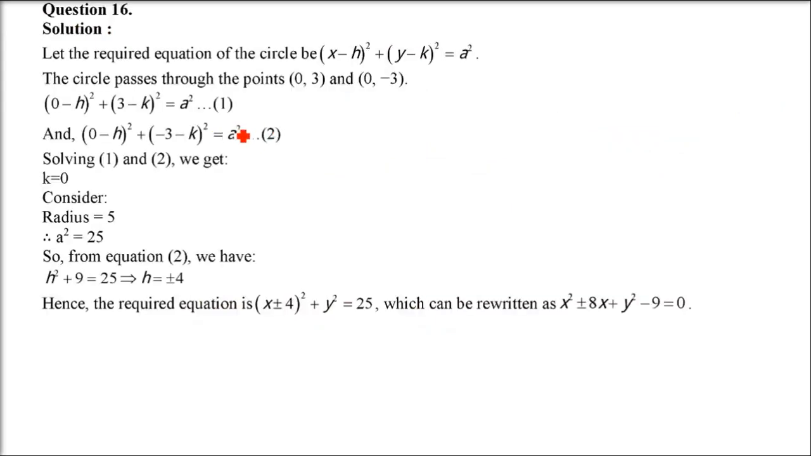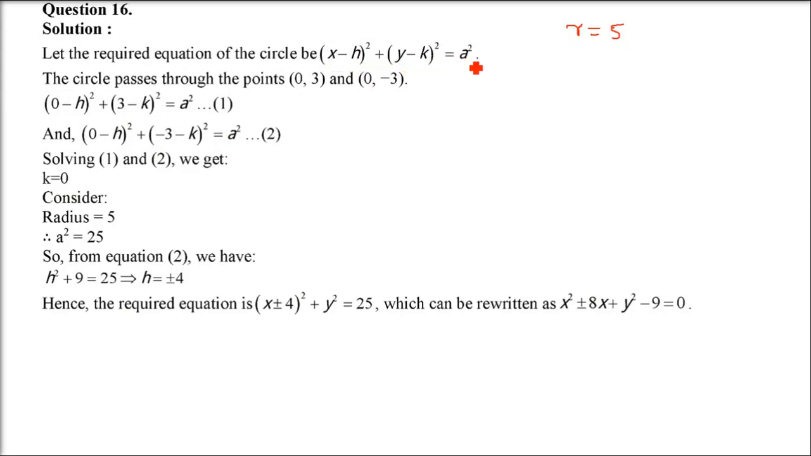Now coming to question number 17. Actually in the book it is 17. Here I am showing it as 16 for the continuation. Find the equations of the circle passing through the points on the y-axis at a distance 3 from the origin, having a radius of 5. So the radius is given as 5.